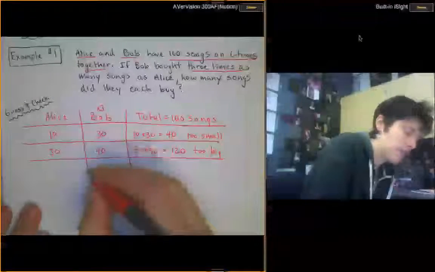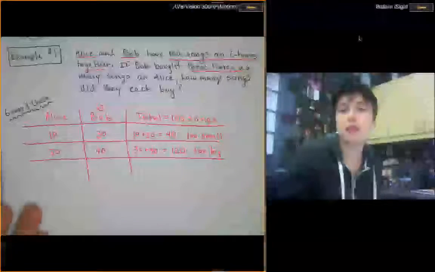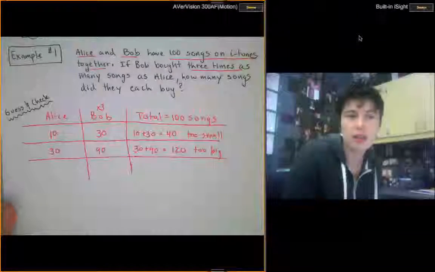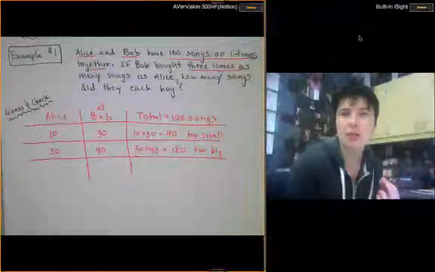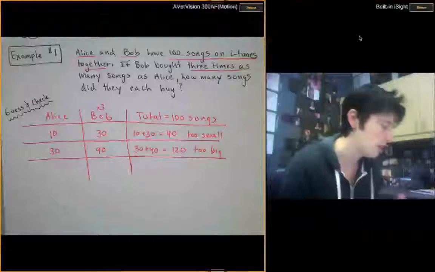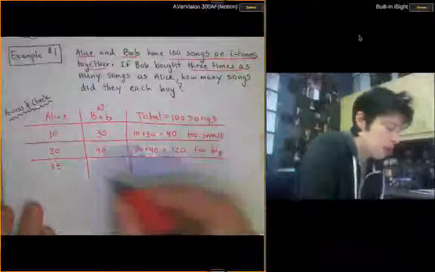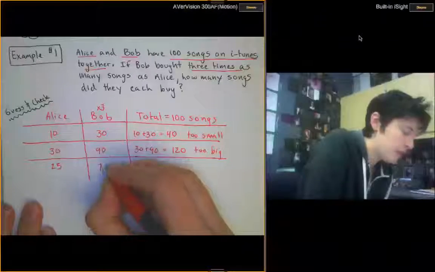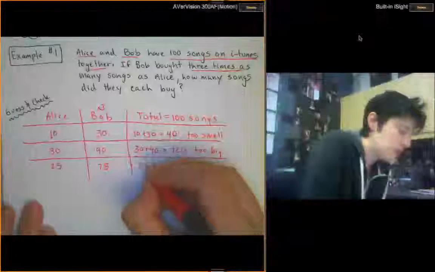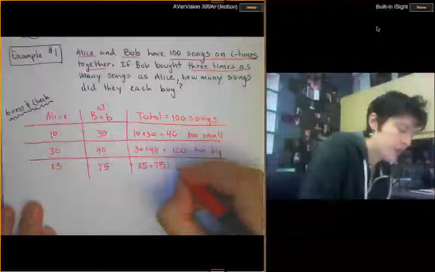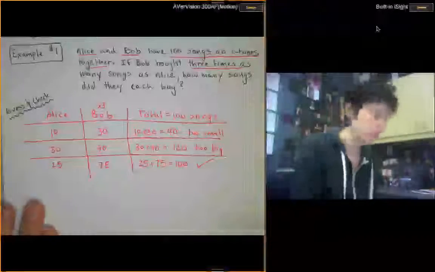And I could sit here for a very long time making lots and lots of guesses. Sometimes it takes a lot of guesses. Or maybe you get lucky and you get the guess right away. So let's try 25. 25 times 3 is 75. So Bob has 75 songs. And 25 songs plus 75 songs, oh perfect, equals 100 songs. Yay, check, we got it. All right, so there's my answer.